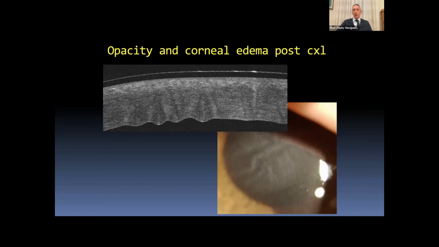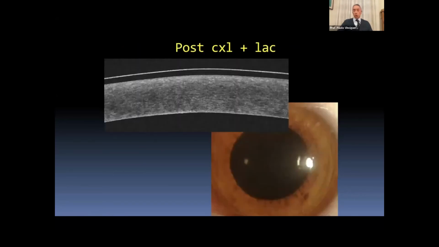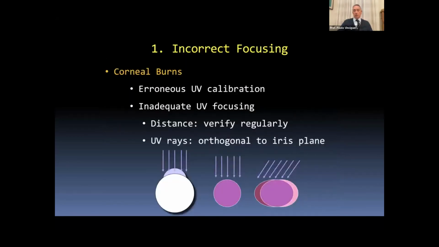And that is what happens if you do the cross-linking in a patient who has a very thin cornea before the irradiation. You lose endothelium, and that is when you irradiate a cornea without the thinning.